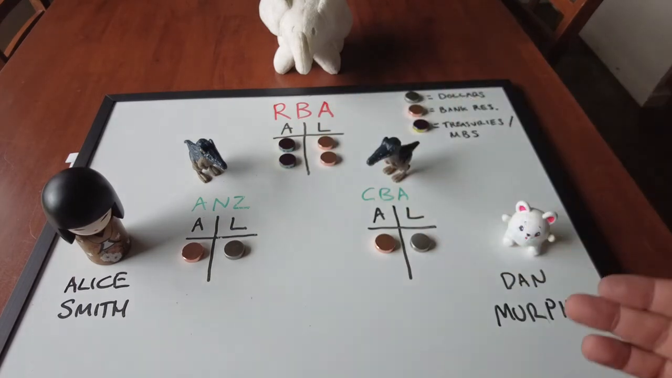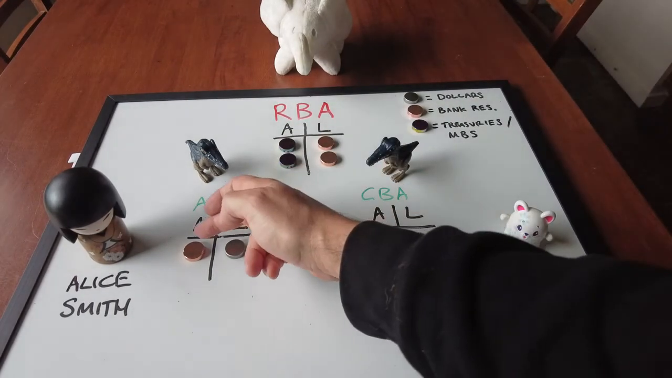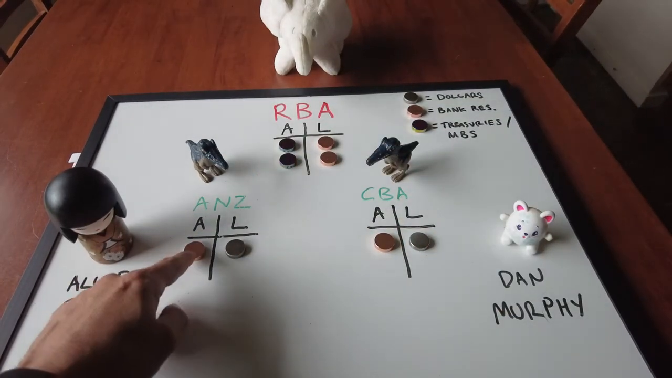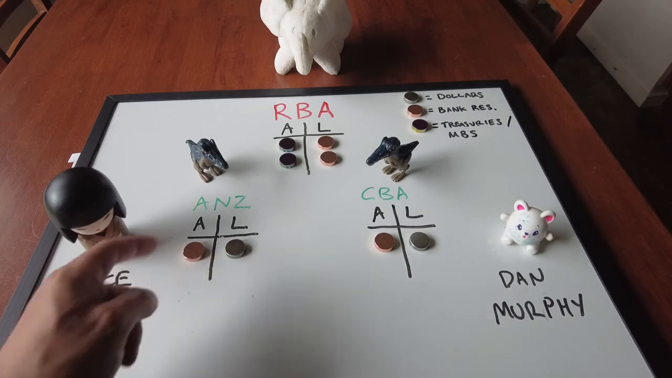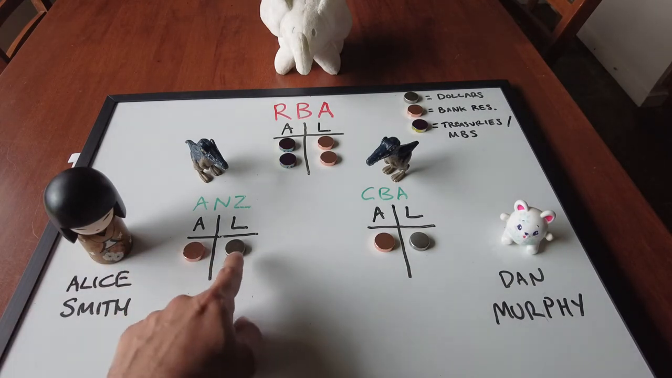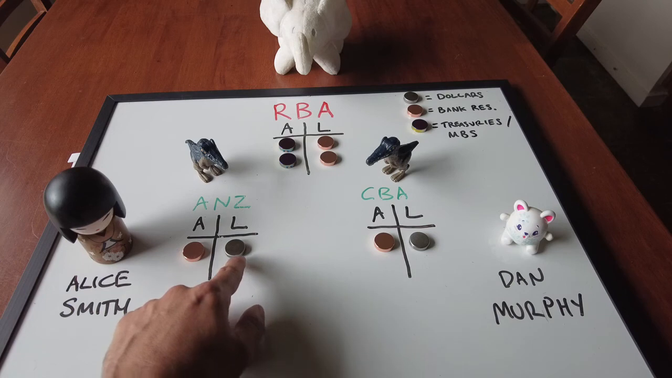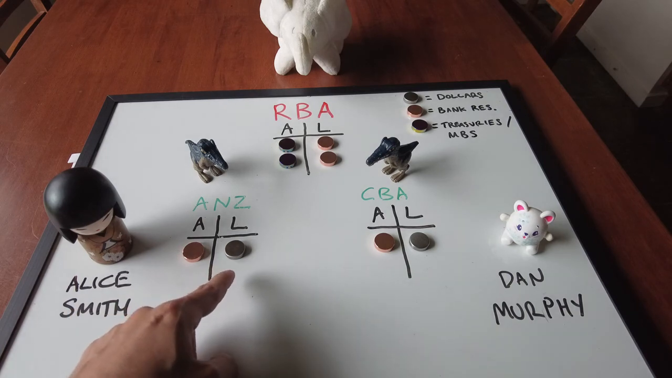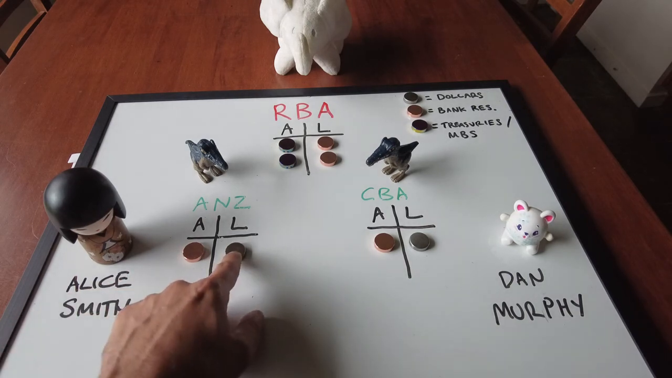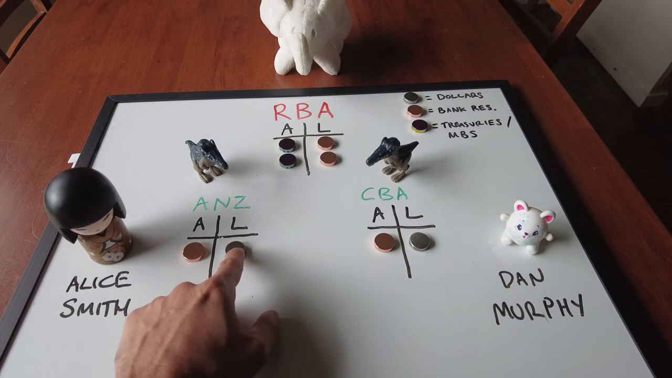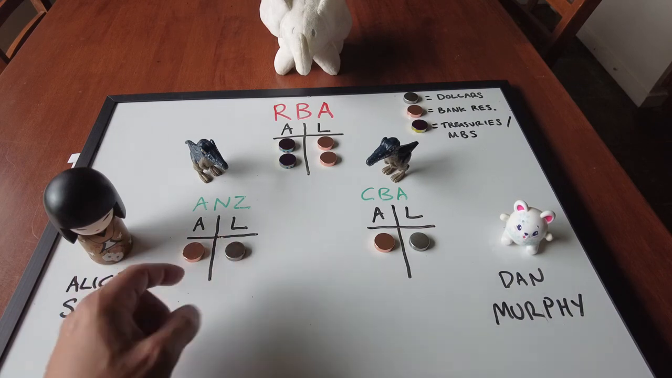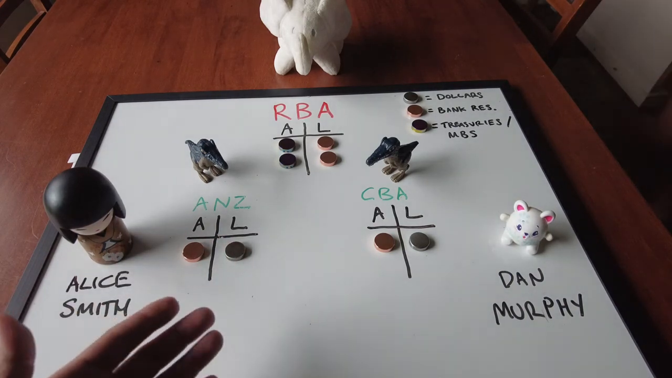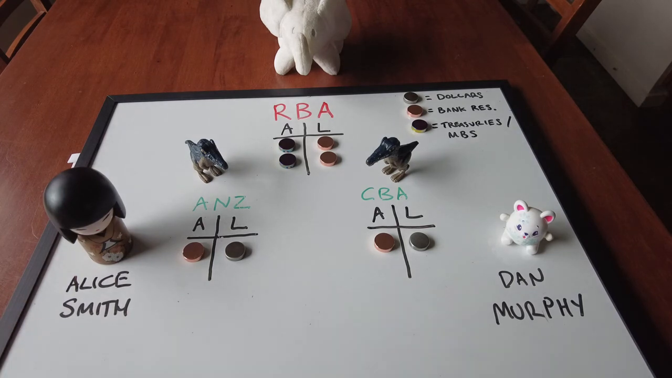On the ANZ side, we've got assets, which are their bank reserves, and liabilities. Their liability in this case is $1 that at some point Alice has deposited into the bank, and that's a liability on their sheet. It's an IOU. They have to pay up on that IOU if Alice comes in and wants to take that $1 back.